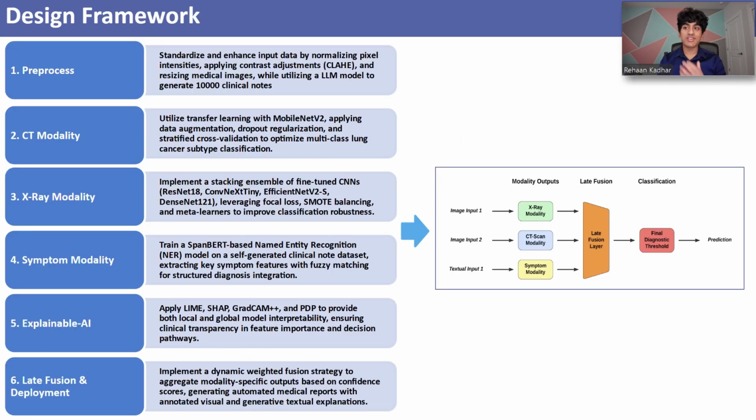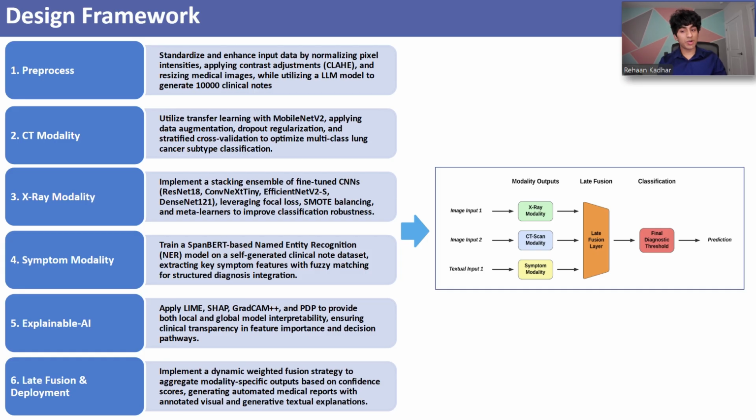In this design framework, we first focus on pre-processing, where we standardize and enhance input data by normalizing pixel intensities, applying contrast adjustments such as CLAHE, and resizing medical images, while utilizing an LLM to generate 10,000 clinical notes. We then focus on the CT modality first, utilizing transfer learning with MobileNetV2, applying data augmentation, dropout, regularization, and stratified cross-validation to optimize multi-class lung cancer subtype classification. We then focus on the X-ray modality, implementing stacked ensemble modeling of fine-tuned CNNs, leveraging focal loss, model balancing, and meta-learners to improve clinical classification robustness.